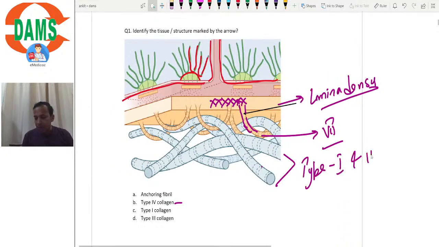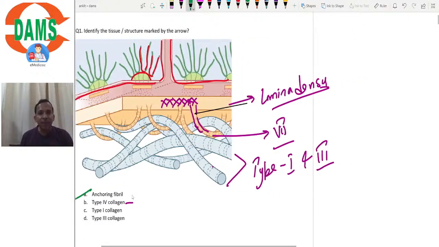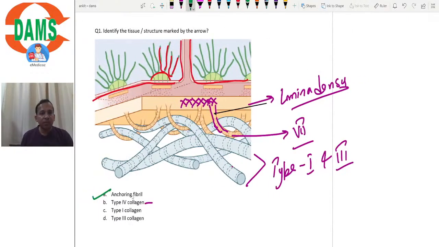So these two fibers are the type 1 and type 3 fibers, while the answer to this question would be anchoring fibrils. So the answer is anchoring fibrils. Is it clear, everyone? Can we move to the next question?